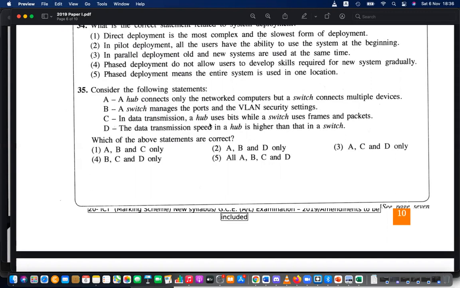So we cannot take that. In data transmission, hub uses bits while switch uses frames and packets. A switch is actually not using packets, but packets can be used at the router level. Therefore, it also has some problems. But all of A, B, C are partially correct. Since you don't have any other answer, you have to go for this. It's problematic, right? So you have to go for answer number 1. But it is also problematic. Why am I saying this? Okay, let me show this with evidence.